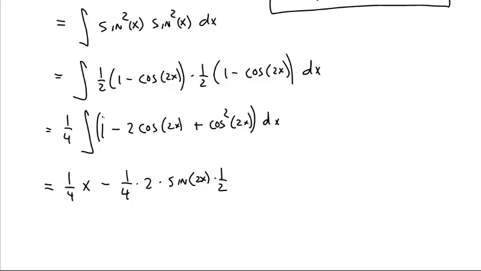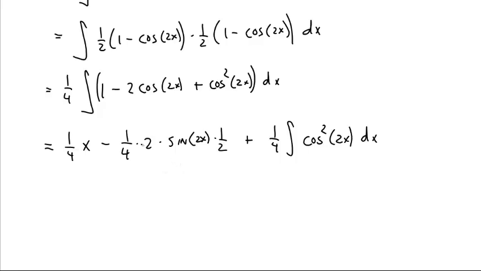And we're left with this thing with the 1/4 out front: the integral of cosine squared of 2x. Again, it's a trigonometric integral with an even power. Boo. Right, so what do? We leave all this stuff alone. The 2 and the 1/2 cancel out, so we're left with x over 4 minus 1/4 of sine of 2x. And now what do we do with this thing?